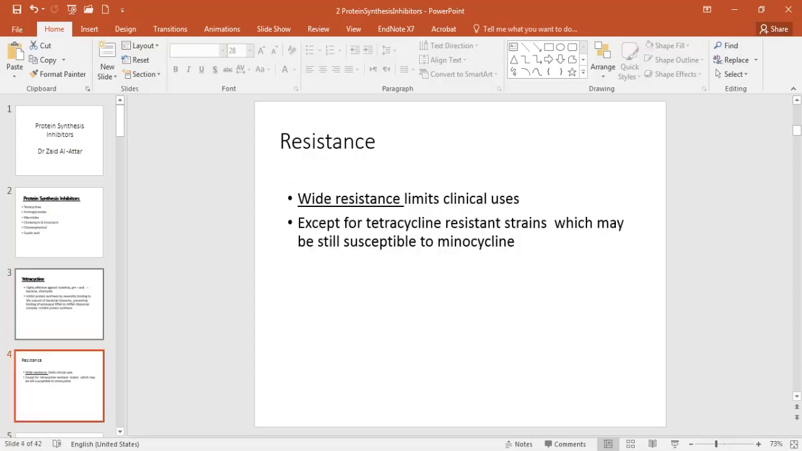The resistance to tetracycline is wide and highly prevalent, and thus the clinical uses for this antibiotic are limited. Tetracycline resistant strains are usually susceptible to minocycline, which is very closely related to tetracycline.